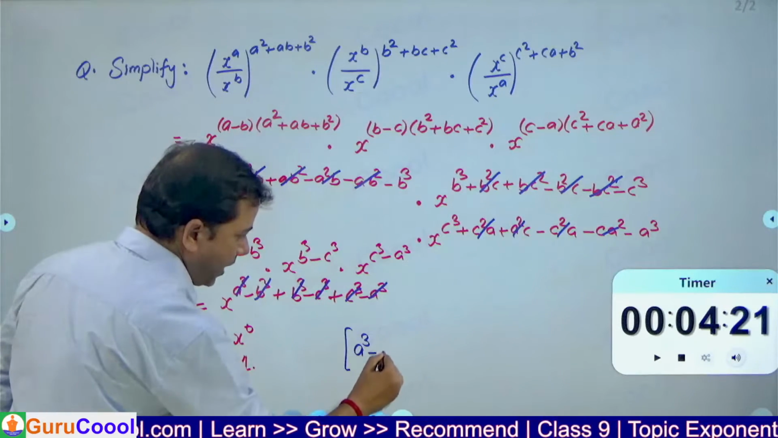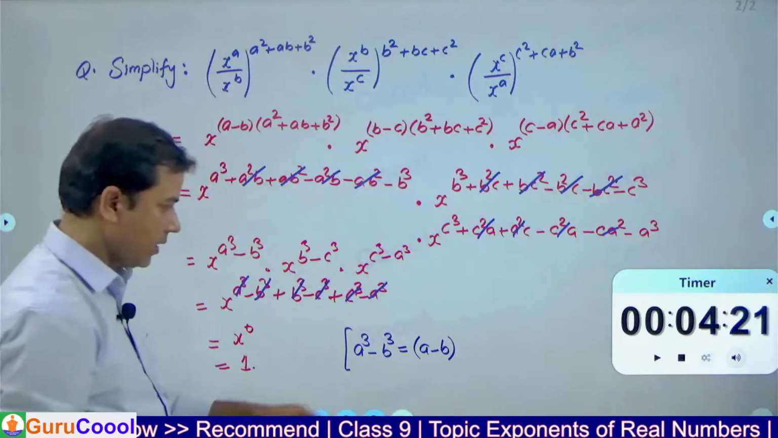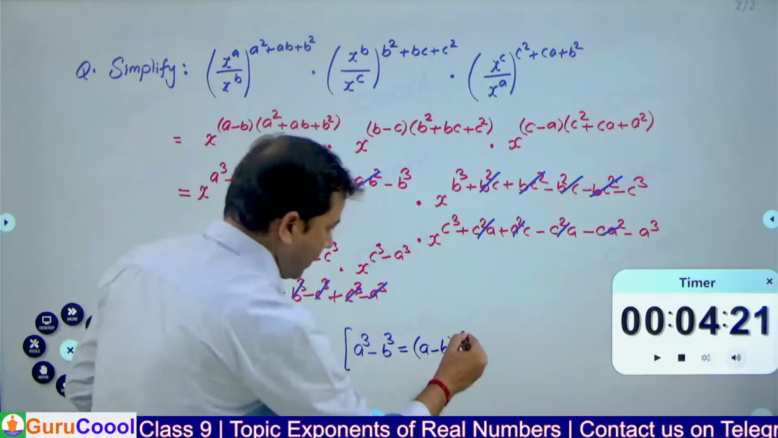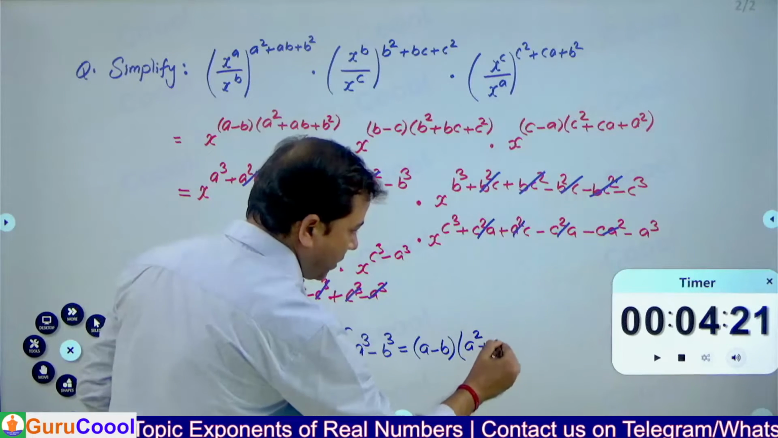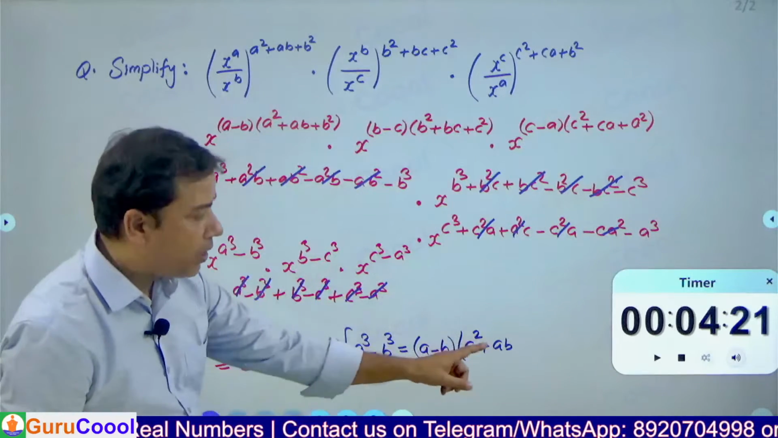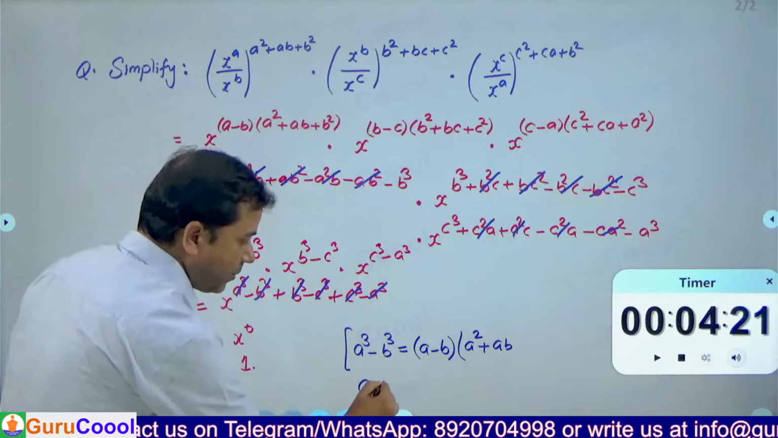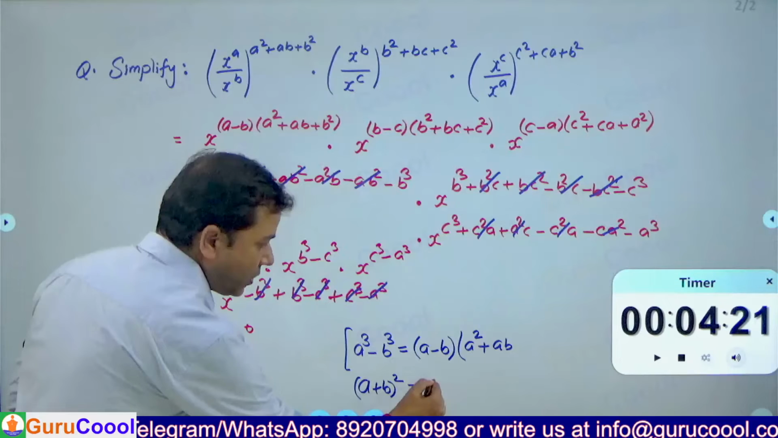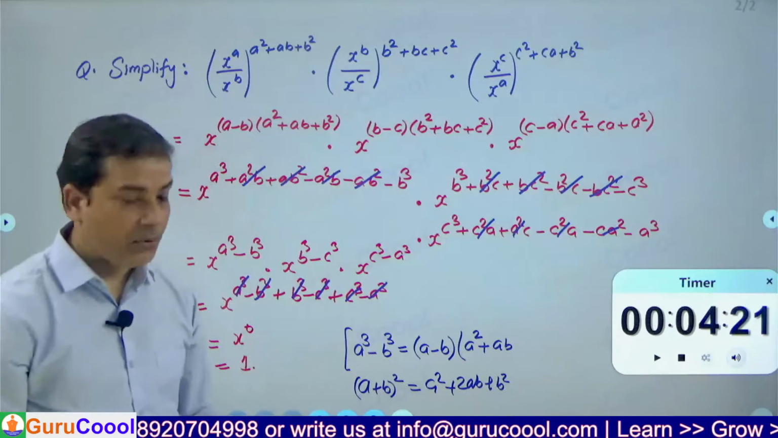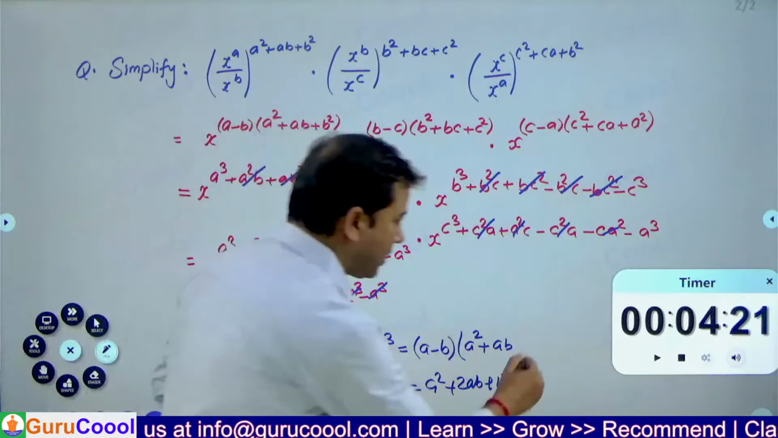a cube minus b cube is equal to (a minus b), first bracket, minus because of this minus, and the second bracket, all terms positive: a square plus ab plus b square. Be careful, it's not 2ab, don't be confused, because there is another identity, (a plus b) whole square, in which you write a square plus 2ab plus b square. So you may be confused, but notice 2 doesn't come here. a square plus ab plus b square.